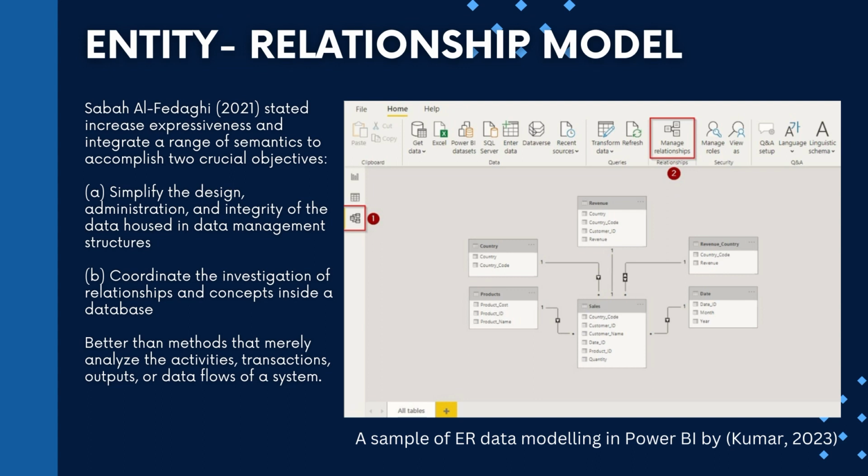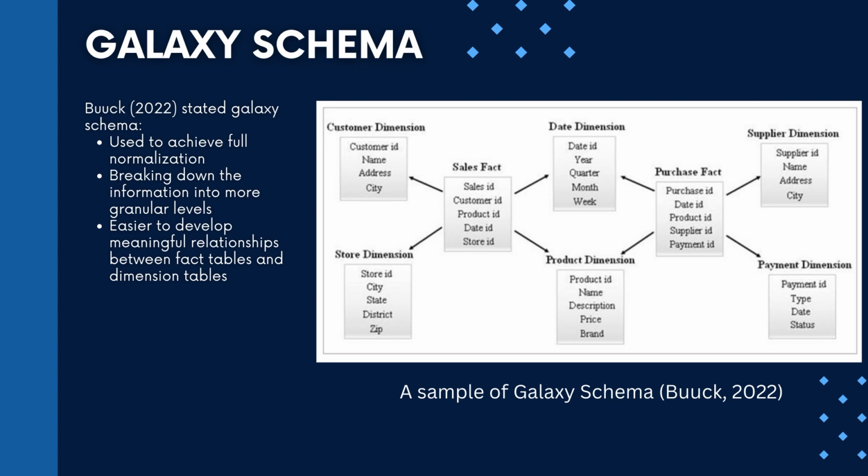So this is better than methods that merely analyze the activity, transaction, output, and data flow of a system. On the right-hand side, we can see an example of ER data modeling in Power BI. This slide will briefly explain the schema in our data modeling, which is the Galaxy schema. From BUG 2022, it is stated that the Galaxy schema is used to achieve full normalization, break down the information into a more granular level, and make it easy to develop meaningful relationships between fact tables and dimension tables.